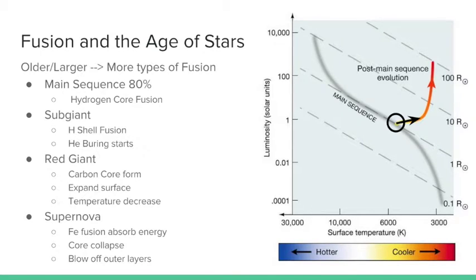The temperature becomes so high that even iron starts fusion. But as you know, iron has the lowest energy level already, so when it undergoes fusion, it actually absorbs energy instead of releasing. There's no more thermal pressure to counteract gravity so the core collapses. All of the outer layers get blown off from the star, and this is a supernova explosion.